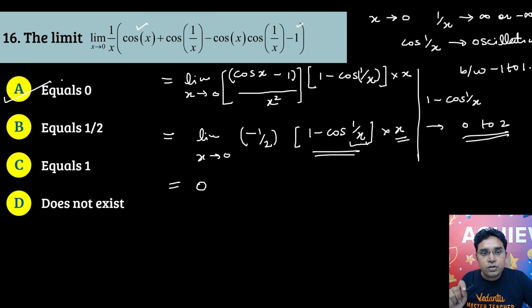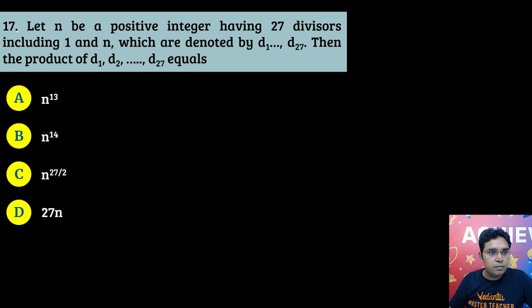This was a really nice question, because it is a little confusing. Students start thinking that because cos 1 upon x is oscillating, the limit may not exist, but this is not correct. The answer here is definitely A. Now coming to the next question, question number 17.